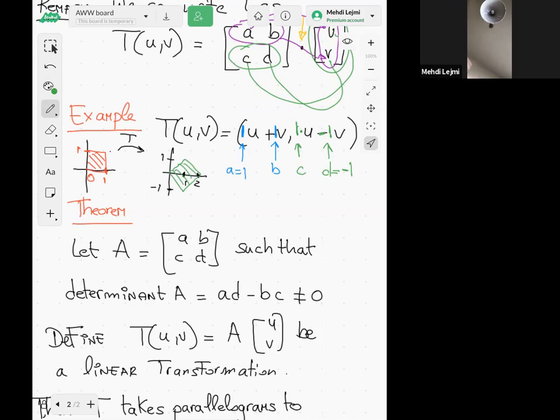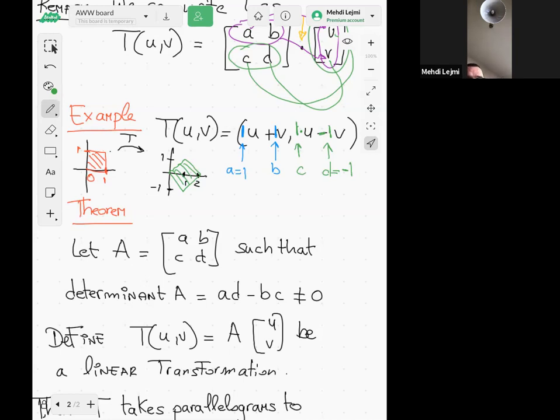So if you have a parallelogram, then the image would be a parallelogram, right? Here, in this example, we have a square, so the image would be a square, etc. And of course, it takes the vertices of parallelograms to vertices of parallelograms, right? Now, what's really interesting for us is, what's the relation between the areas of the two regions?